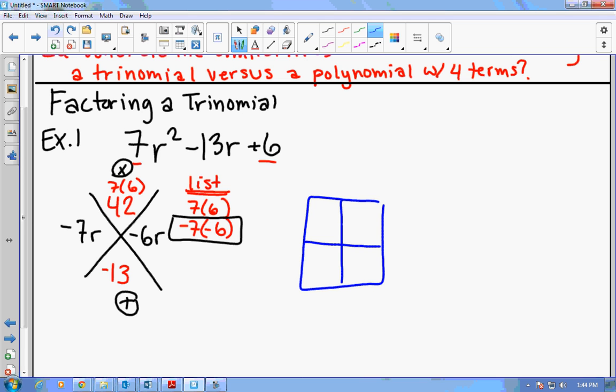Okay. Top left. What goes in the top left? 7r squared, the first term. Bottom right, Ashley. What goes in the bottom right? You are right. Good job. And then the 2 we found. 7r, minus 7r, and minus 6r.